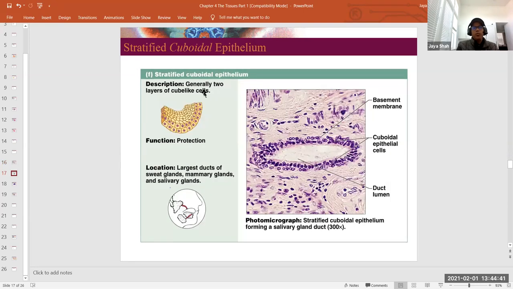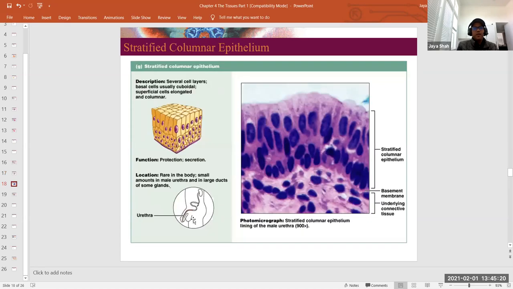This is another one, stratified cuboidal. That means more than one layer, and the cells are cuboidal. This is from your salivary glands, stratified cuboidal epithelium forming a salivary gland duct. So this is the duct of your salivary gland. You can see more than two layers or one layer of cells here. Cuboidal epithelial cells. This is the apical surface and here is the basal surface outside, because this is the duct and this is the lumen of the duct. You can see the nuclei and then the extracellular matrix. They are found in the ducts of the salivary glands.